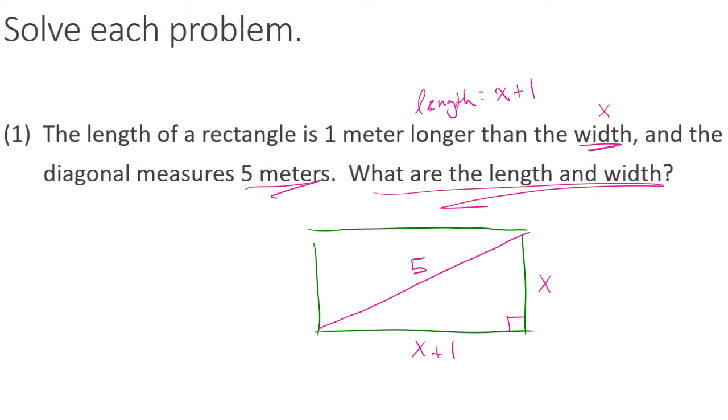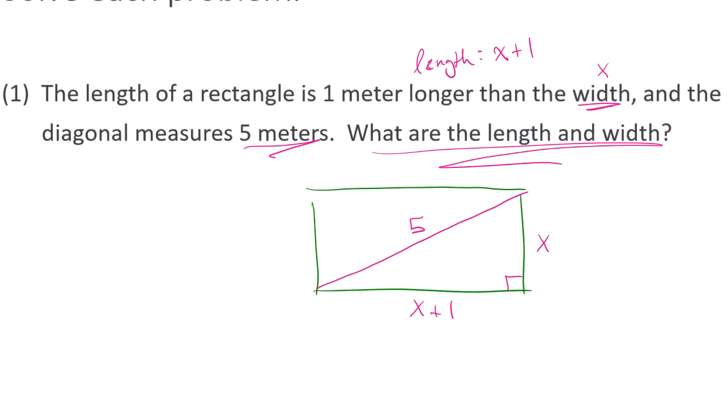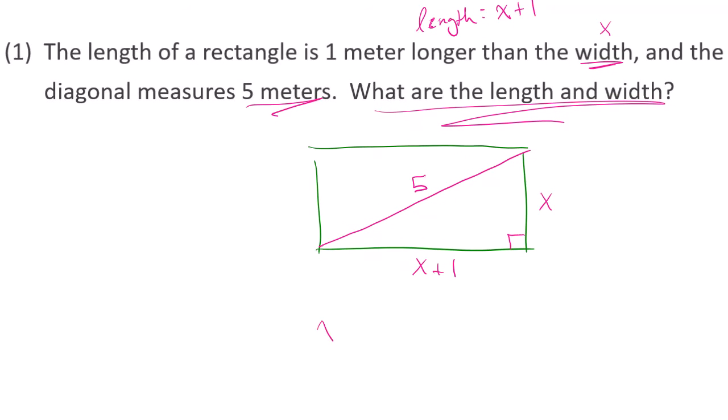So it says, what are the length and the width? Okay, well, so what we're going to do is we're going to say, okay, well, we have x plus 1 squared, right? So we'll call this A, and this B, and this C. So we know A squared, that's what I just did, right? Plus B squared.